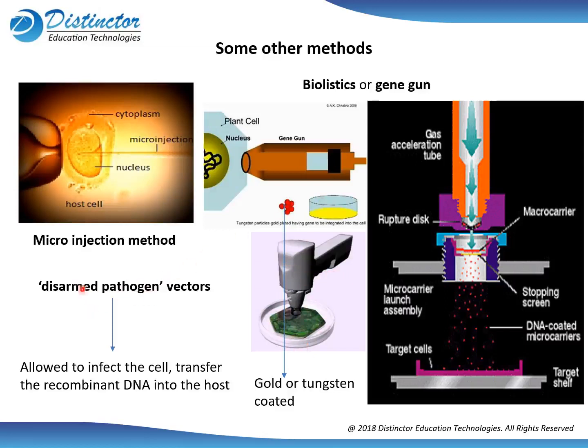Another method is disarmed pathogens. We can disarm the pathogens and then use them as vectors, which infect the cell and transfer the recombinant DNA into the host cell. So by using pathogens also we can deliver the recombinant DNA into the host cell. These are some of the methods we can use to make a normal cell become a competent host.